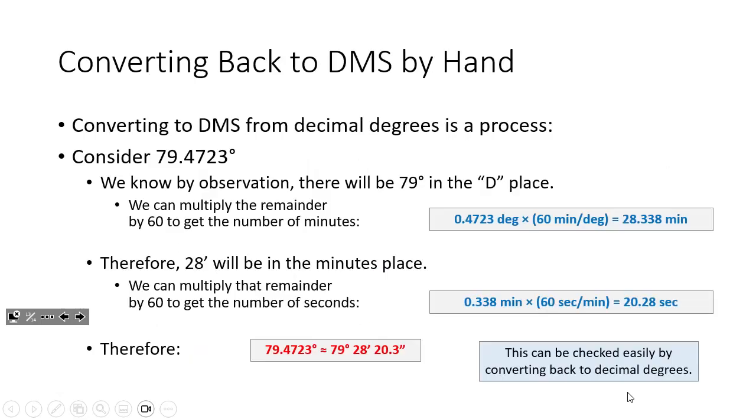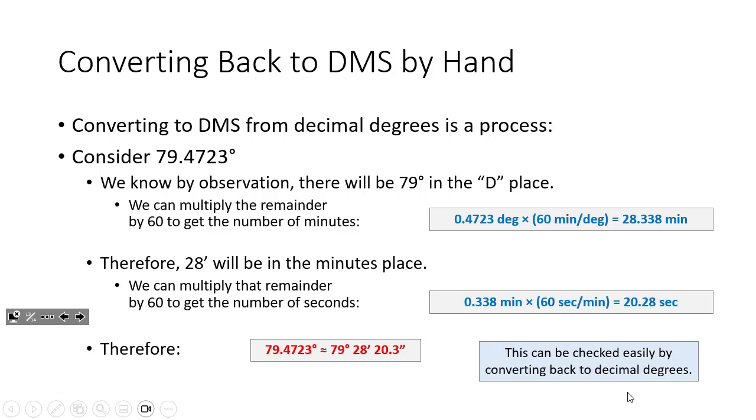But I do want to talk to you a little bit about converting back. So how would you convert back from decimal degrees to degrees, minutes, seconds? Let's think about how you do it by hand. So let's consider this angle, 79.4723 degrees. How do you convert that to degrees, minutes, seconds? How do you do it by hand?